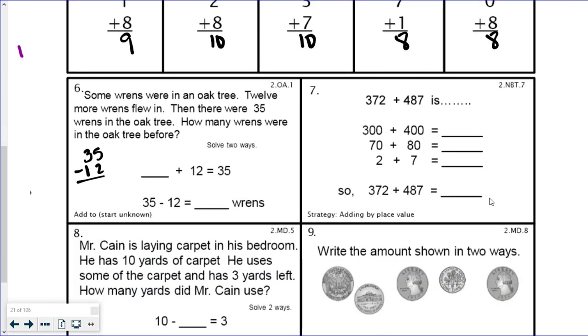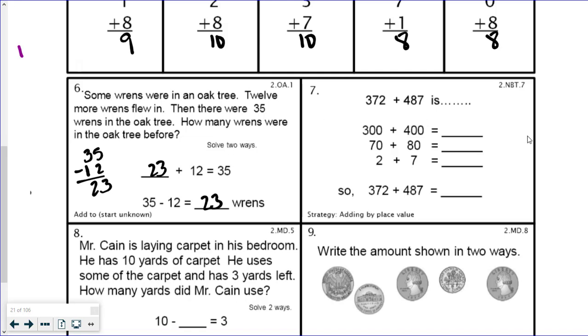Scroll down, that story problem about some wrens, right? There's some wrens in the oak tree. 12 more flew in. Then there were 35. So I said find the difference between 12 and 35. So let's see. This is going to be 3. That's going to be 2. So that means 23 wrens were on the tree before 12 flew in.